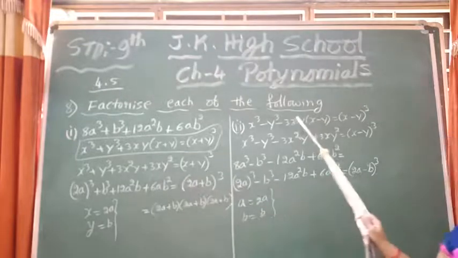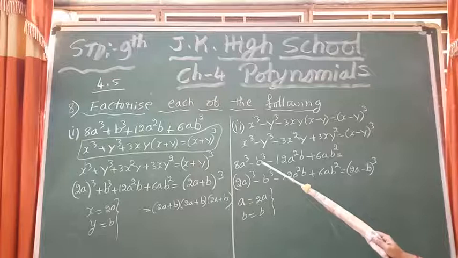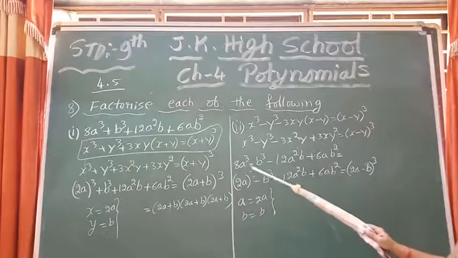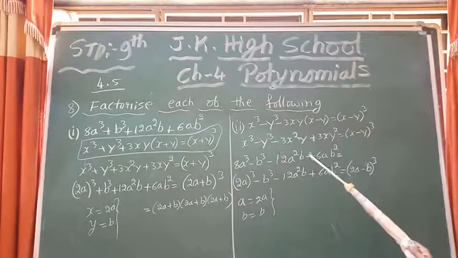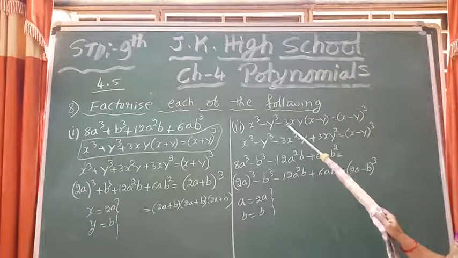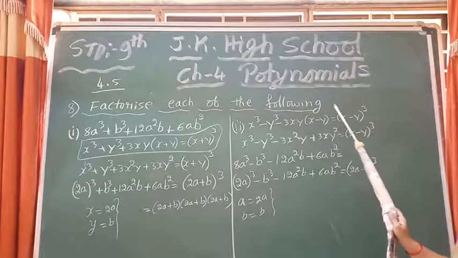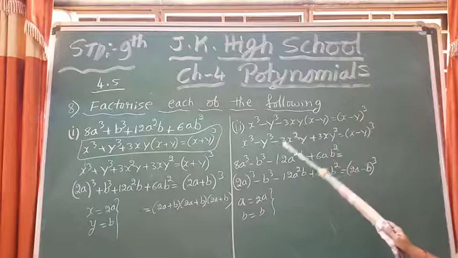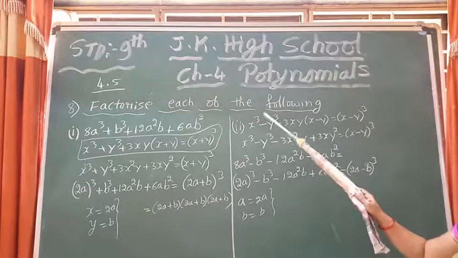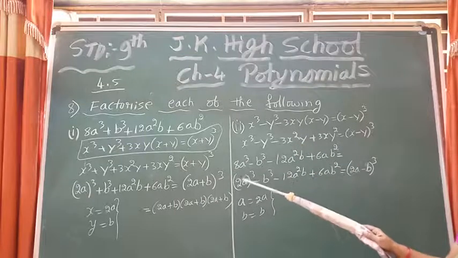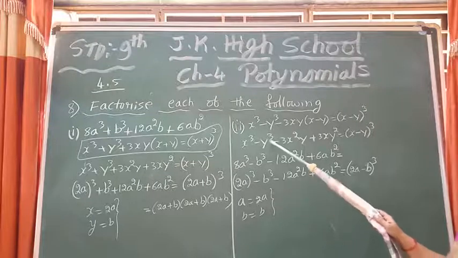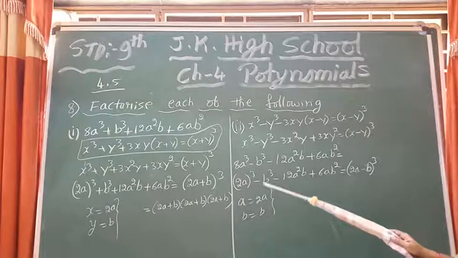In the same manner, when you observe the second question, see, all minus signs are there. The first two have minus signs, next it is a plus sign, so it is according to the negative sign identity. But they give the RHS side only as the question. So we have to write it in this form first. 8a cube I can write as 2a whole cube. y cube means b cube is there.